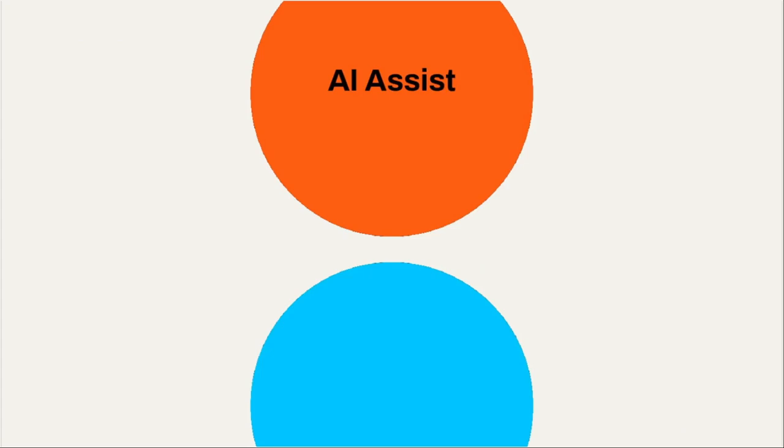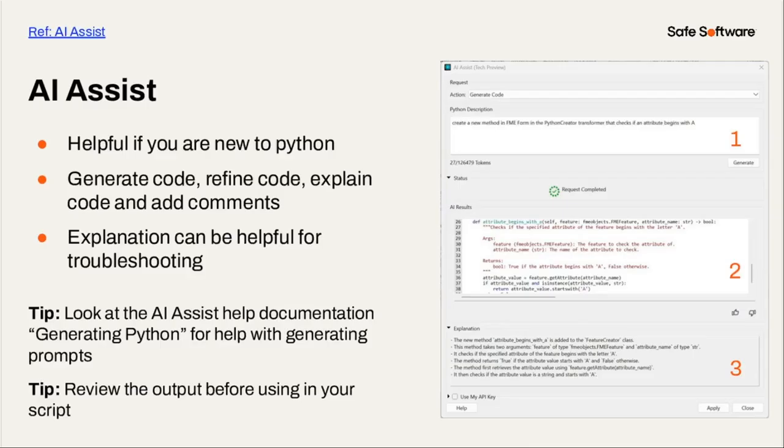And then the last thing I'm going to talk about is the AI Assist. So the AI Assist feature was added to FME in 2023. This can be helpful if you're just getting started with Python. So the AI Assist can generate code. In this example, the generated code is in the all results box, and I've just labeled this as 2 in the screenshot. It can refine existing code. It can also explain code. So here you can see the explanation at the bottom, just number 3 there. And the explanation can be helpful for troubleshooting.